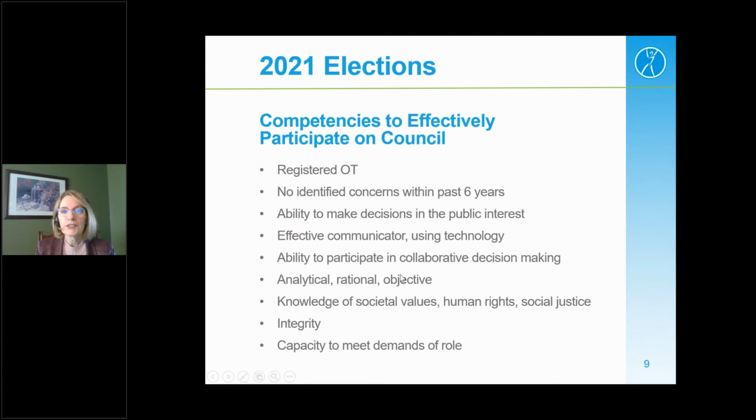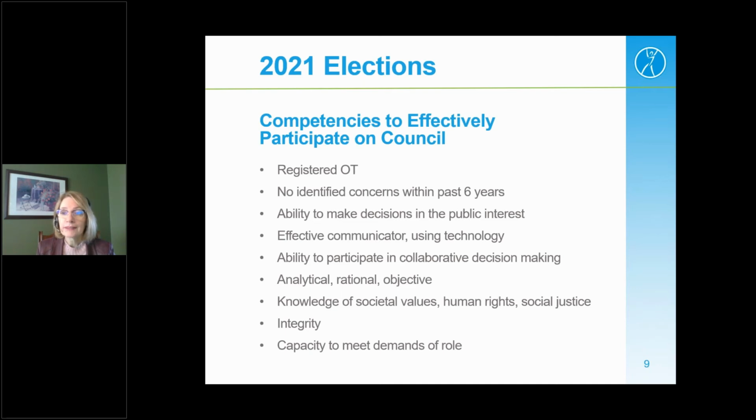So what do you need in order to participate on the council effectively? Well, first of all, everybody for election needs to be registered. On our council, we have public members that are also appointed by the government. So we work together with those public members, but the elected members all have to be a registered OT. One of the exclusion criteria is if you've had a discipline finding within the past 6 years or some other type of concern that would exclude you. Those are all listed in our bylaws. Within the past 6 years, no concerns can be identified.